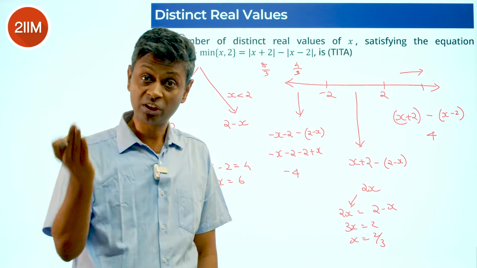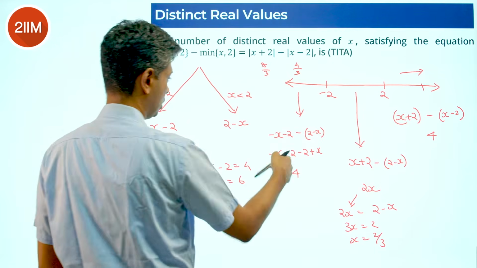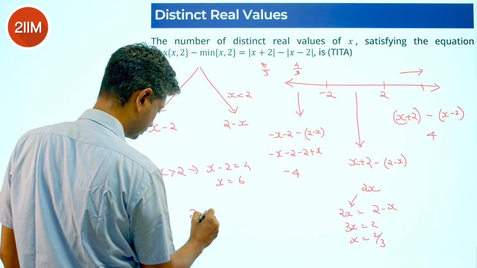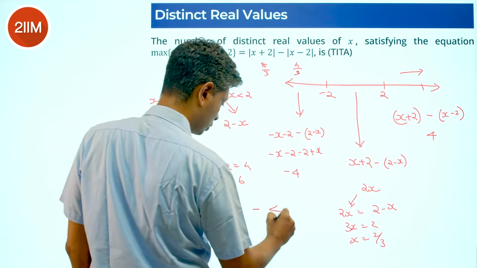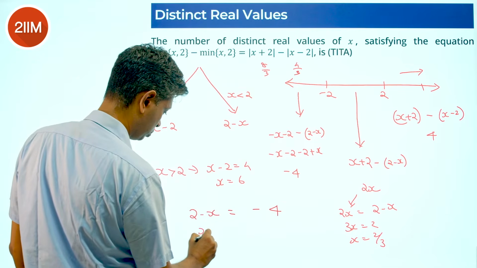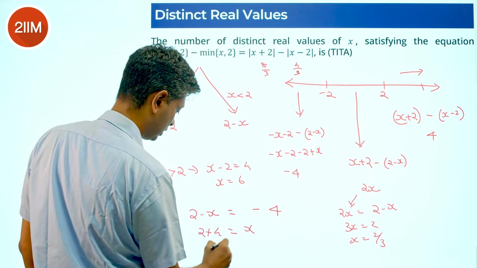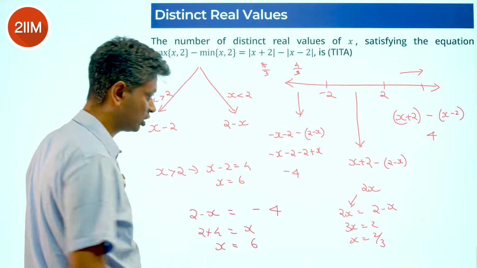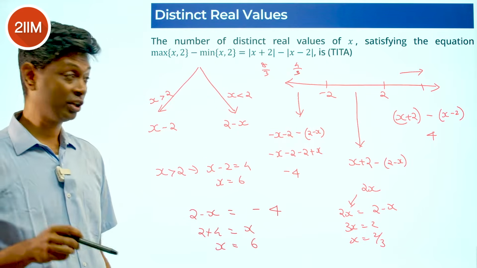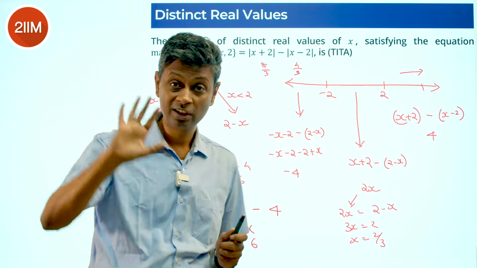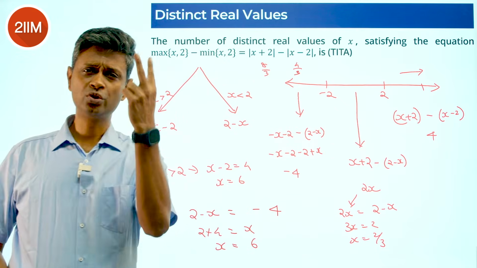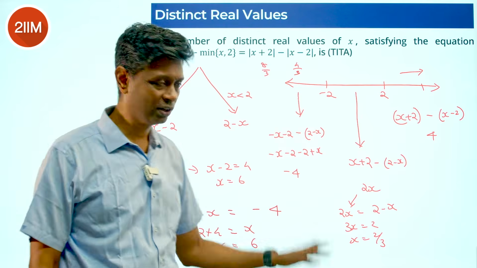We still have to figure out the third range, that is this range, where 2 minus x is equal to minus 4, or 2 plus 4 is equal to x. X equal to 6 is a solution. But when x equal to 6, x is not in this range, that solution won't work. Two solutions work, x equal to 6, x equal to 2 by 3.